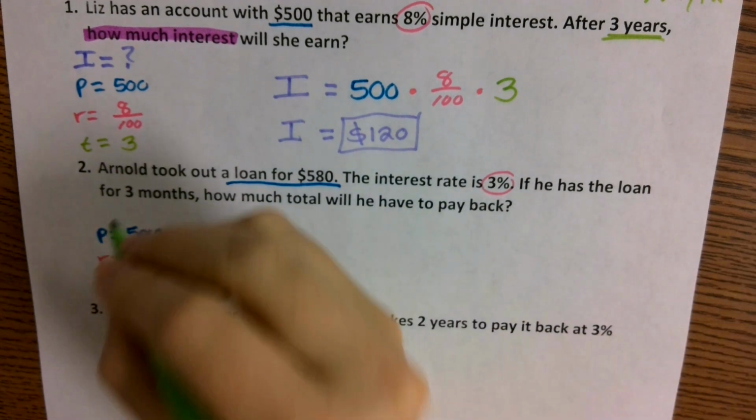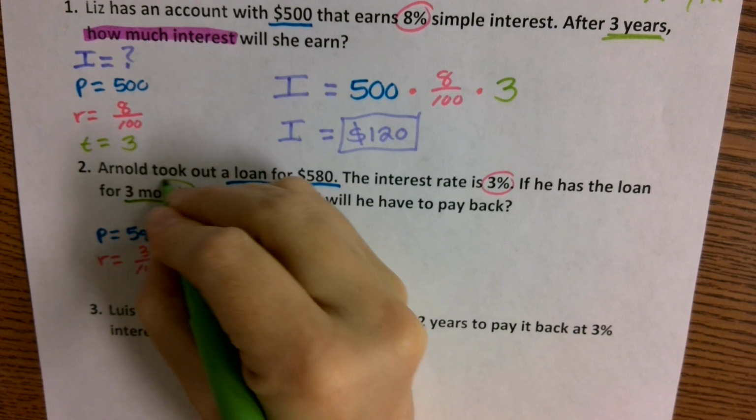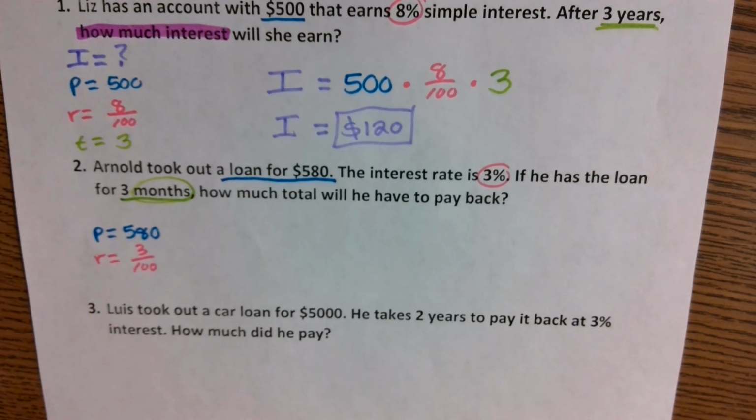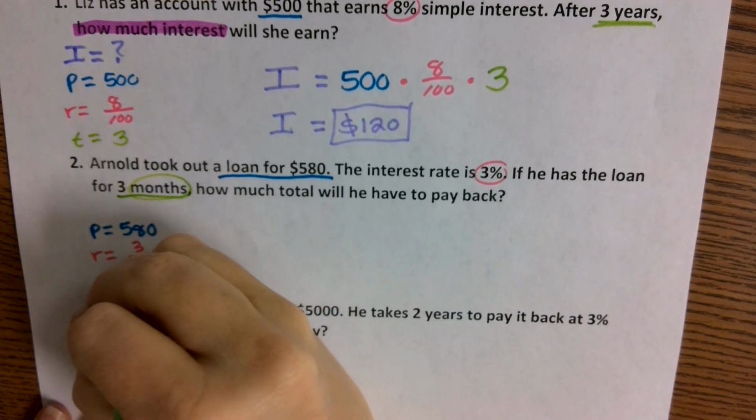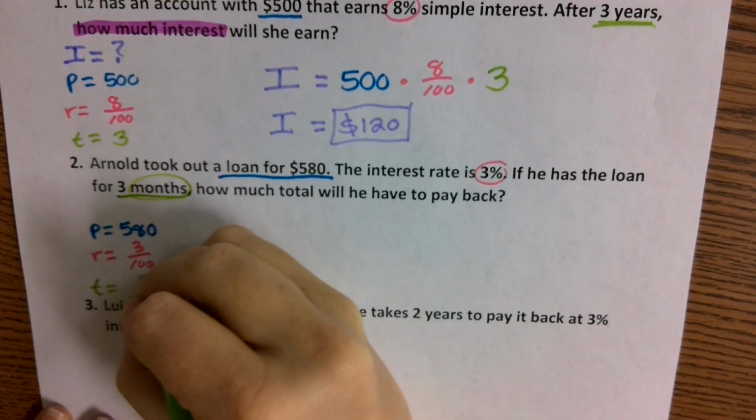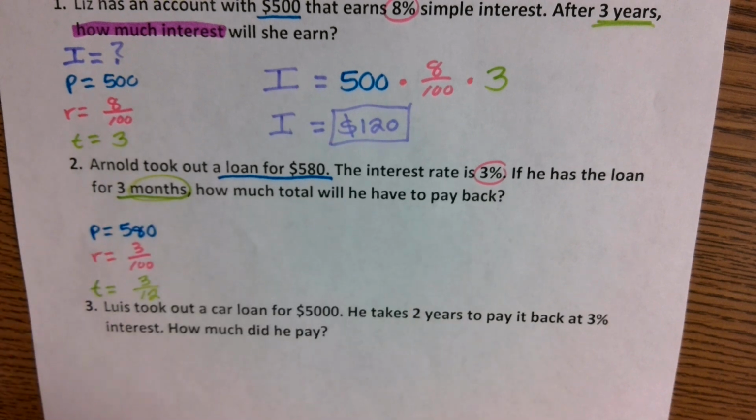Now the loan is only for 3 months. Here's the issue. It's in months, so what am I supposed to do? 3 over 12. So the time is going to be 3 over 12 because I want it in years. 3 months out of 12 months will represent the amount of years.